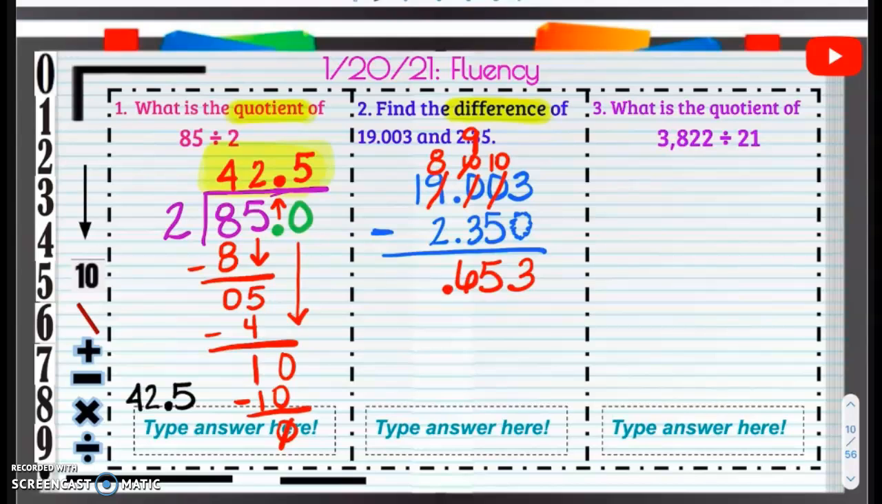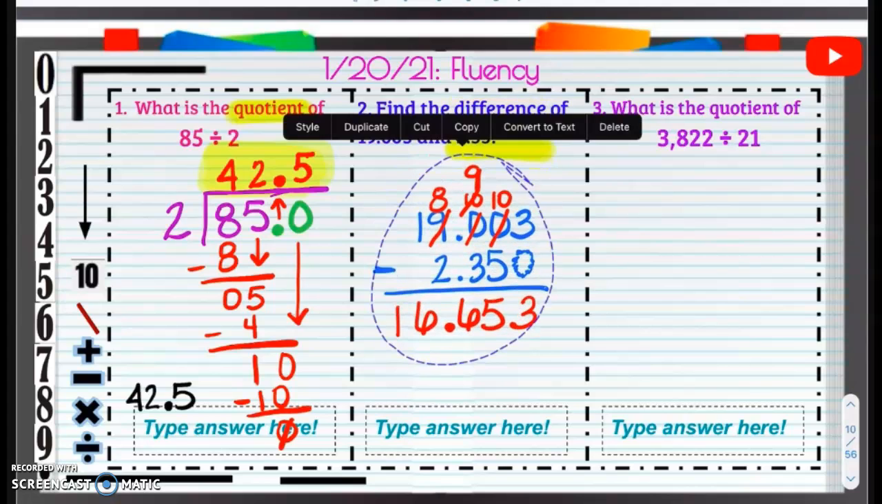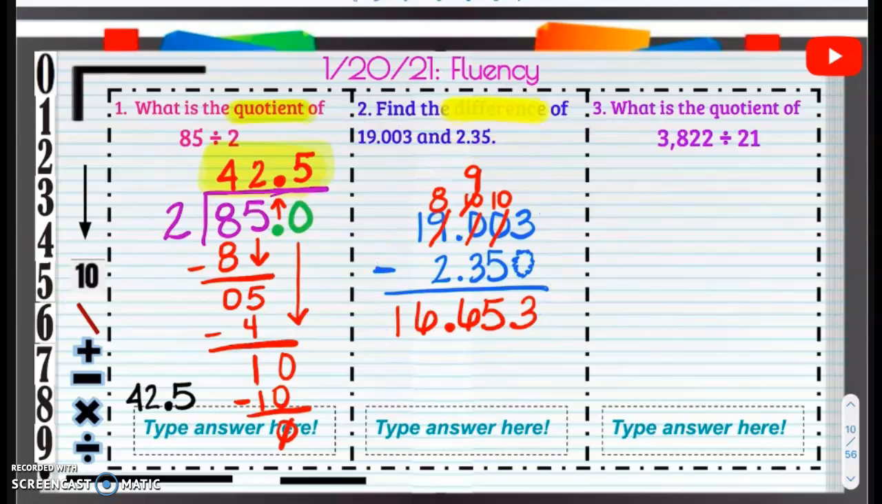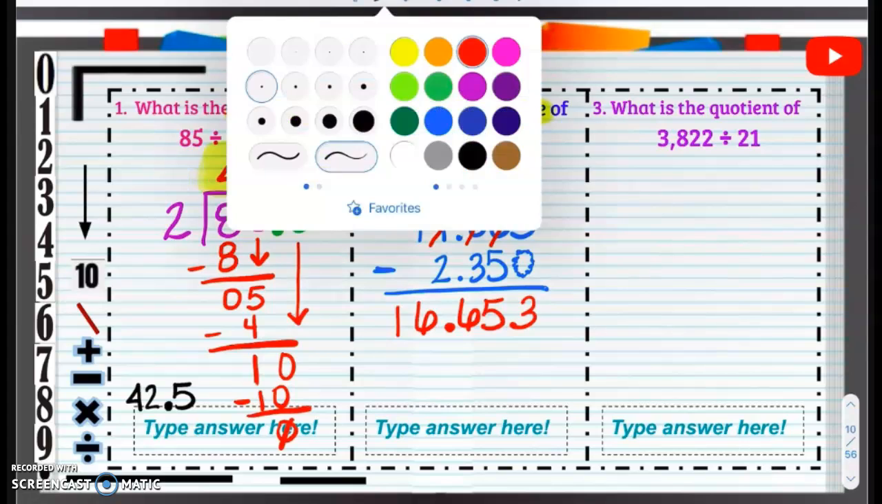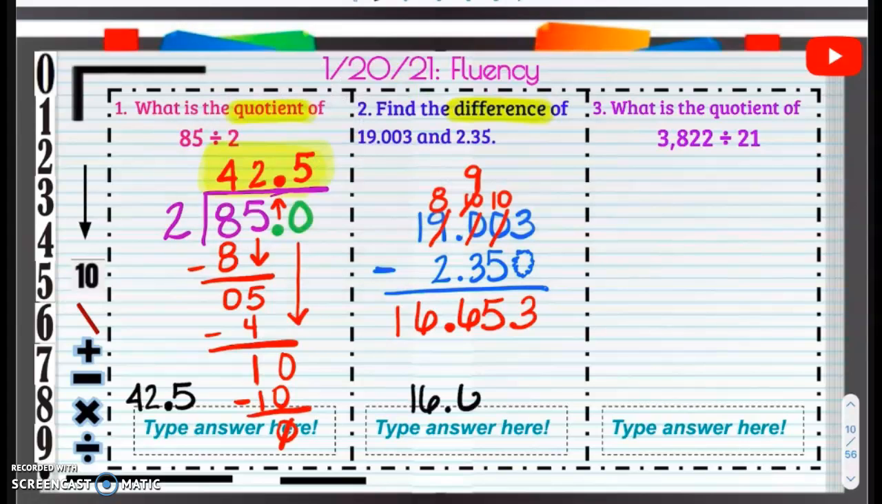What do I do with that decimal? Drop it like it's hot. 8 minus 2 is going to be 6 as well. And 1 minus 0 is 1. So our answer for this one is going to be 16 and 653 thousandths.